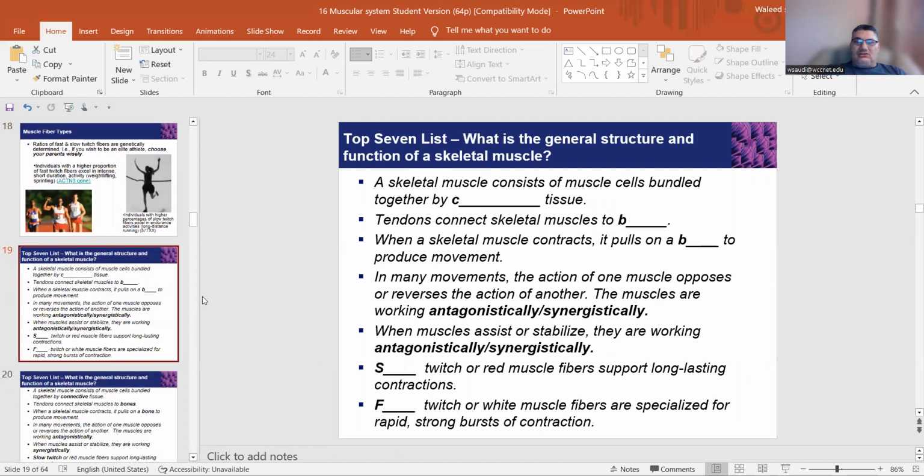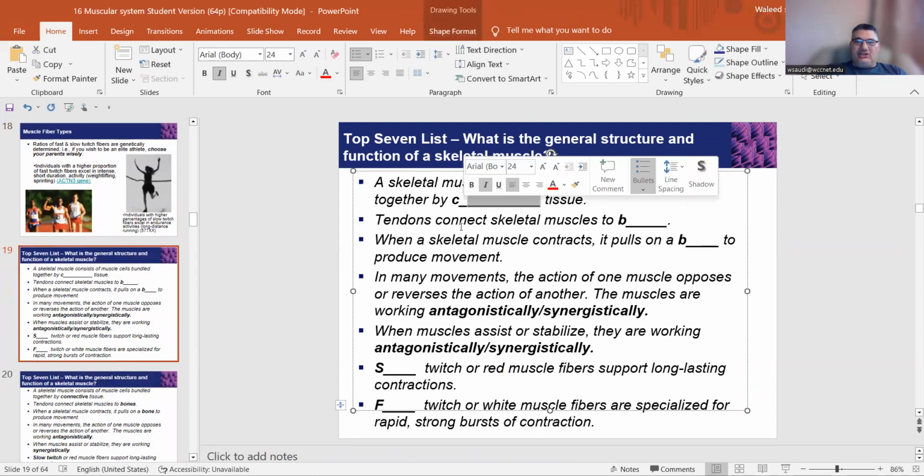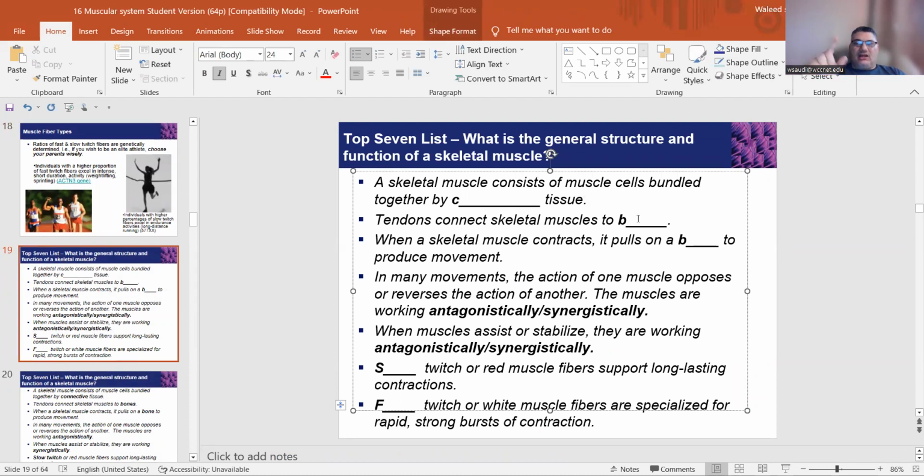So skeletal muscles consist of cells bundled together by, what is this? This is connective tissue, obviously. Tendon attaches skeletal muscles to bone. Remember, ligament is bone to bone, tendon is muscle to bone. When skeletal muscles contract, they pull on what? Obviously the bone. It's called skeletal. Skeleton means bone.